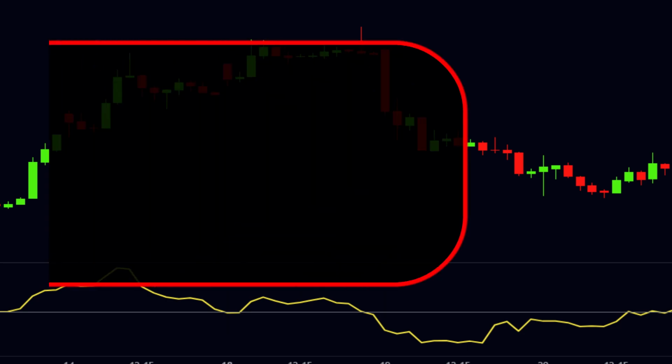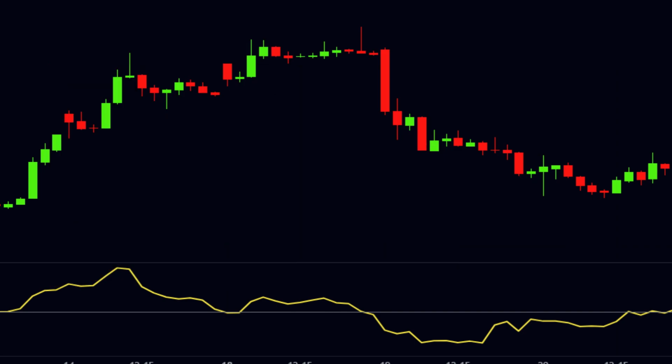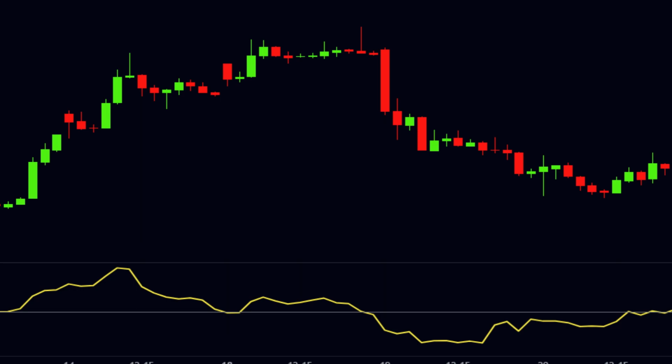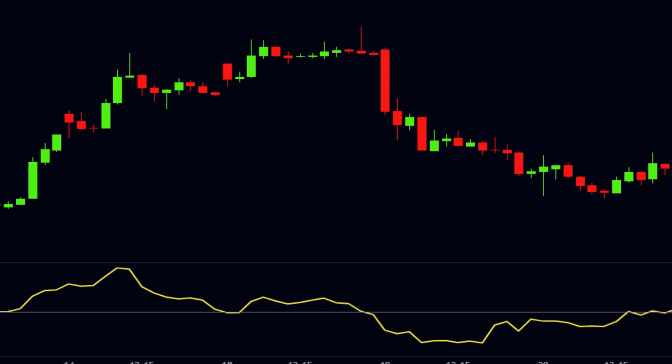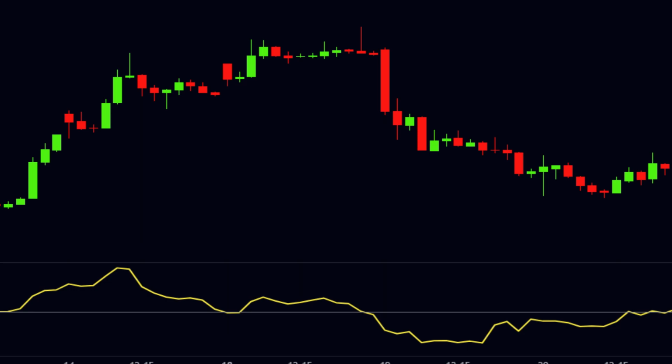Now let us understand the different situations of the ROC indicator. When the ROC is above the zero line and increasing rapidly, its meaning is that the stock is in an uptrend and the strength of the uptrend is very strong. But when the ROC is above the zero line and falling towards the downside, the strength of the uptrend becomes weak. Similarly, when the ROC is below the zero line and moving downside rapidly, its meaning is that the stock is in a downtrend and the strength of the downtrend is very strong. But when the ROC is below the zero line and going towards the upside, the strength of the downtrend becomes weak.